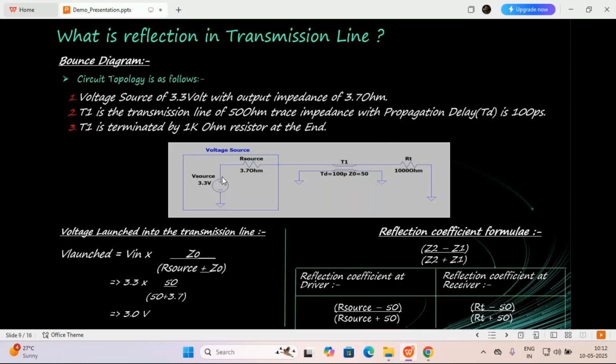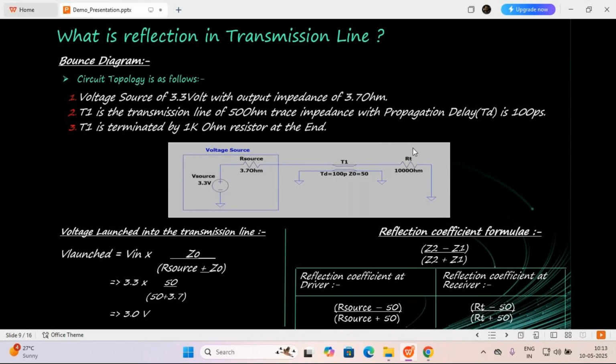But in our real case there is no ideal voltage source. The voltage source also has some output resistance, which is given by R source. The source voltage is 3.3 volt. We have 3.7 assumed as the R source resistance, and then we have a transmission line T1, Z naught equal to 50 and TD equal to 100 picosecond, and then we have an R termination resistance of 1000 ohm, that is 1 kilo ohm.